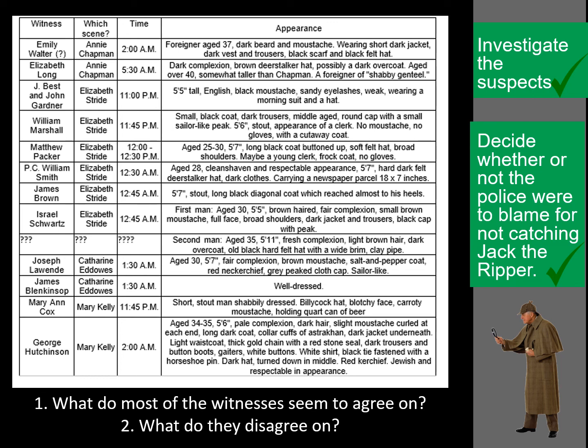What do most of the witnesses seem to agree on? It could just be some bullet points. They agree on these things, and what do they disagree on? And see if you can come up with an idea of what things they think Jack the Ripper definitely looked like. So pause it at roughly about 1 hour and 4 minutes, complete this task, and then come back to the next one.